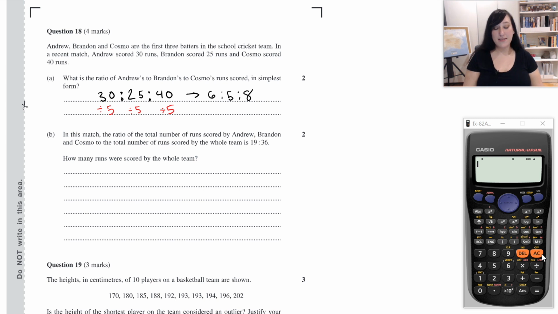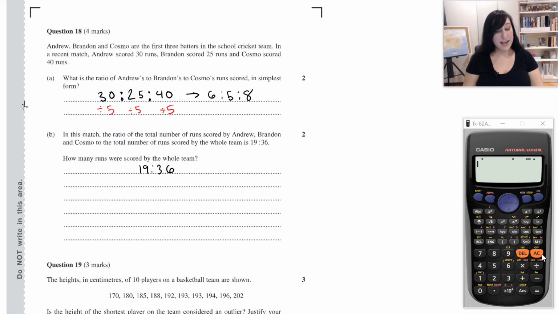Now, part B of this question says, in this match, the ratio of the total number of runs scored by Andrew, Brandon, and Cosmo to the total number of runs scored by the whole team is 19 to 36. How many runs were scored by the whole team? So what this question is saying is that when we combine Andrew, Brandon, and Cosmo together, all of their runs, and then put that into a ratio versus the runs scored by the entire team, that ratio is 19 to 36.